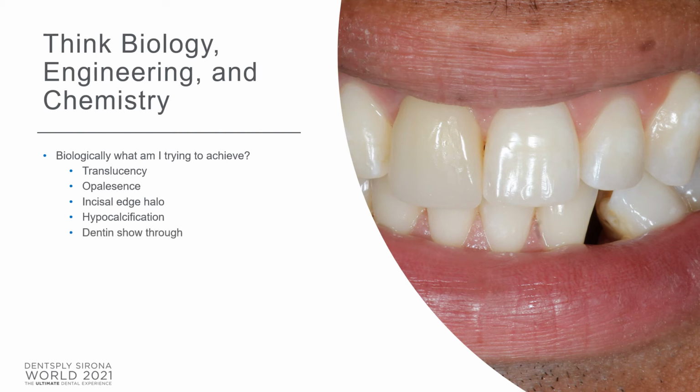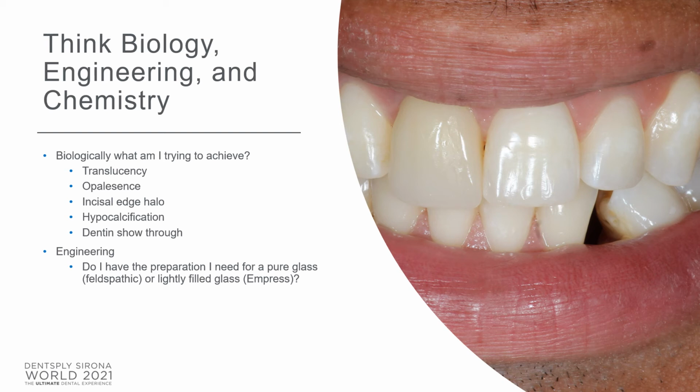But also we've got dentin show through, right? So we've got some warmth in the body of teeth. So we have to understand that as well. Okay, so now we understand and identify all these different things that we're going to look at on a shade map moving forward. Well, now we have to think of engineering.